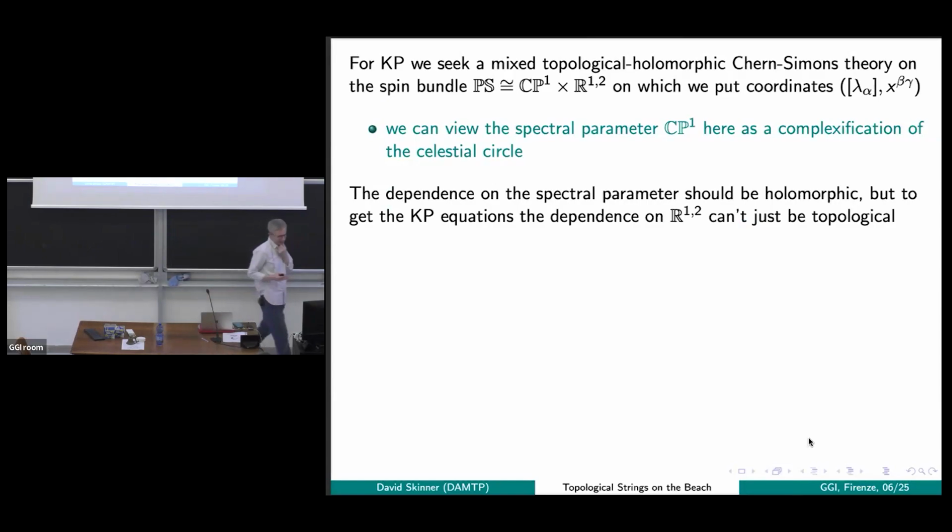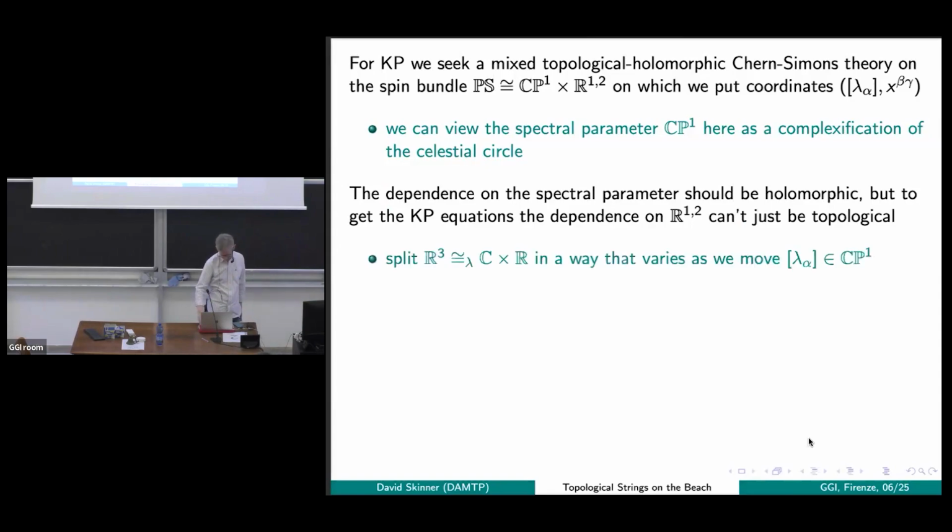Now, how are we going to get a mixed topological holomorphic theory that's going to describe the KP equations? As usual in an integrable system, we want the dependence on the spectral parameter to be holomorphic, but we can't ask that the dependence on three dimensions is entirely topological, because the KP equations are certainly not topological equations, right? They know about the location in x and y.